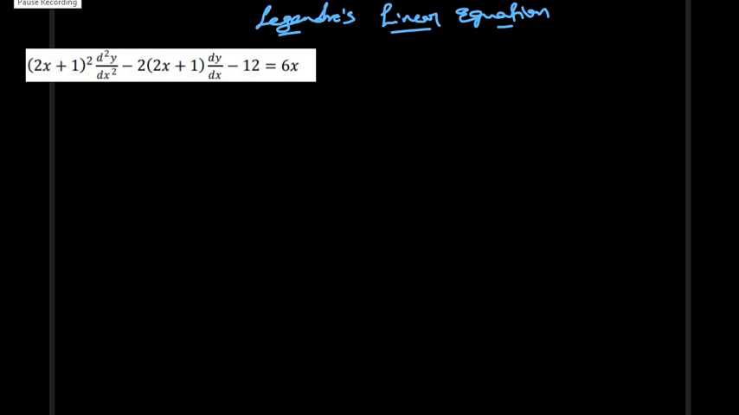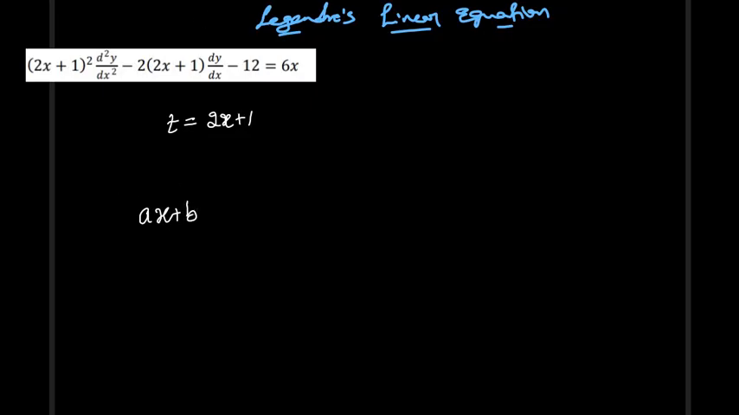Let us discuss how to solve Legendre's equation, which is a differential equation that can be reduced to an Euler-Cauchy equation. We can easily reduce it just by substituting t equal to 2x plus 1. See, the general form is this. Here we have 2x plus 1. Generally, if you look at Legendre's equation, this is how it looks.